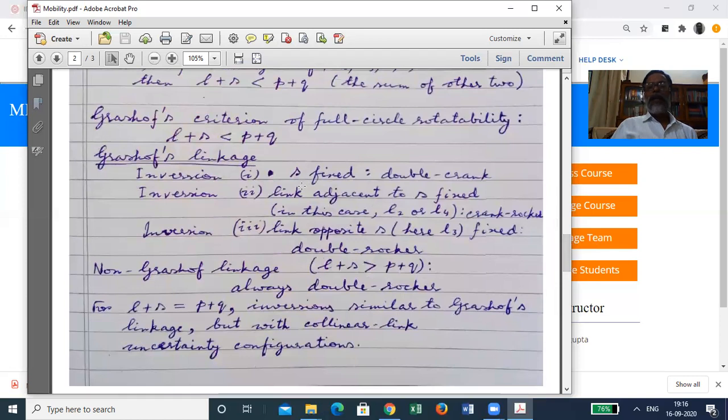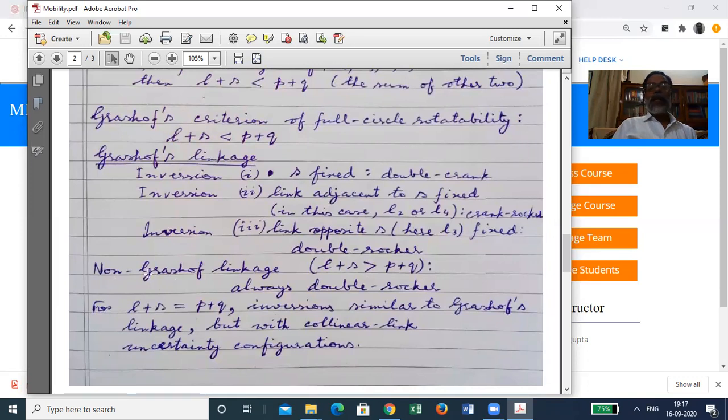And these are 4 inversions. If you fix the smallest, then you get cranks on both sides. If you fix adjacent to the smallest, either this one or that one, then you get crank rocker. The smallest is the crank, the other one is the rocker. And if you fix the link opposite to the smallest, then you get double rocker.